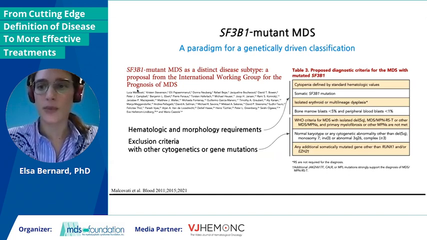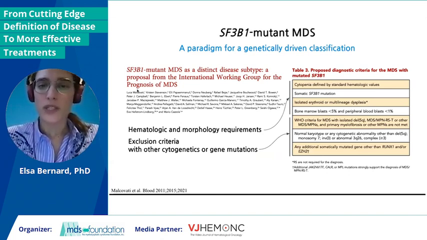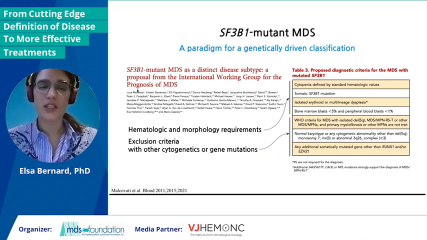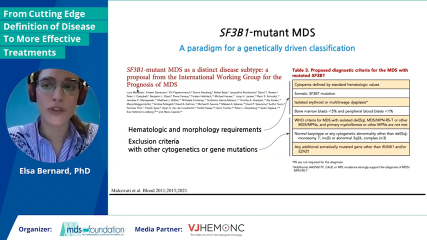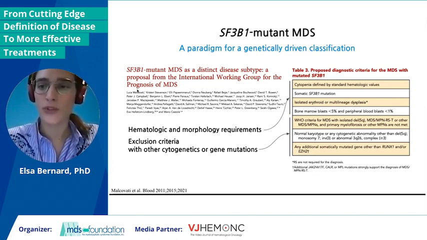But given that SF3B1 mutations are also found in individuals with CHIP or other hematologic cancers such as CLL, they maintain the established hematologic and morphologic requirements for the diagnosis of SF3B1 mutant MDS. And they also defined a series of exclusion criteria with other cytogenetic alterations or other gene mutations. And I will come back to those exclusion criteria at the end of the talk when I discuss the importance of the genetic context in which mutations occur for classification in MDS.